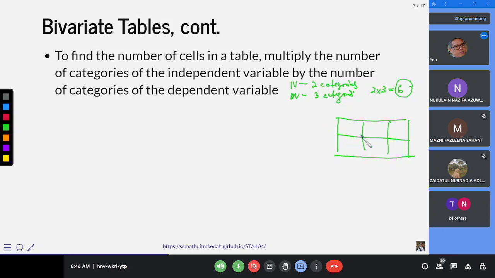Sorry. Oh, ni independent variable 3. Siap. Saya pandang boleh.